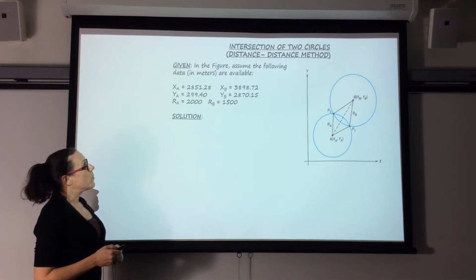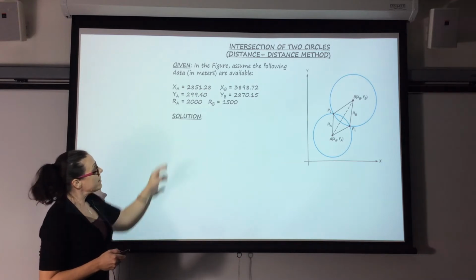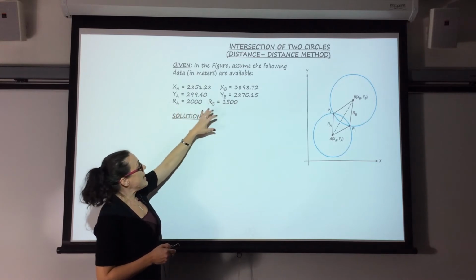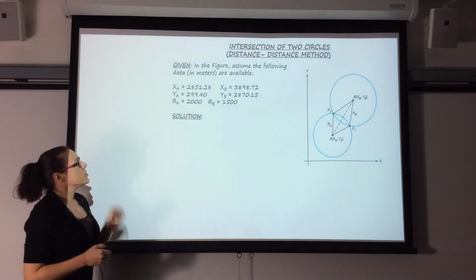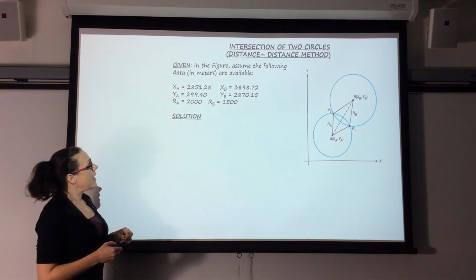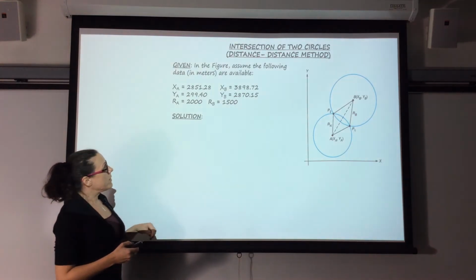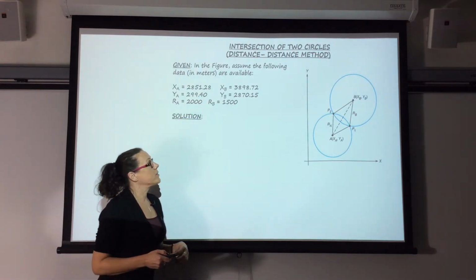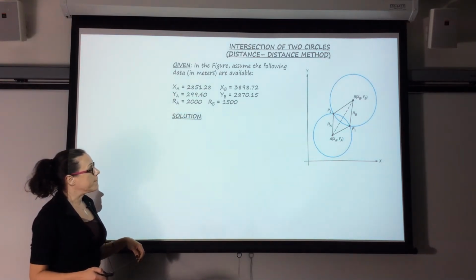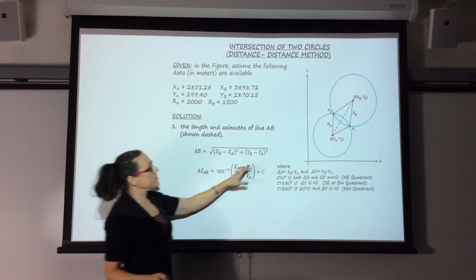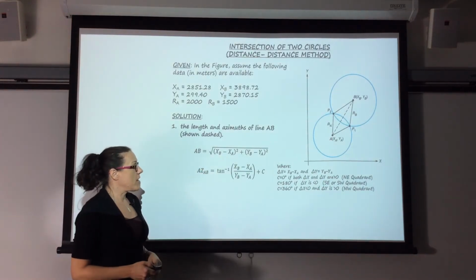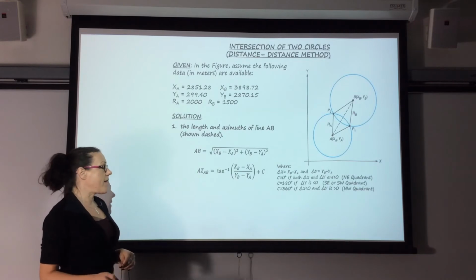So here's an example. We have the x and y coordinates at point A here, and we have the x and y coordinates of point B there. We have radii at A and radii at B. So we've got 2851.28 x of A and 299.4 y sub A, okay? And we have x of B of 3,898.72 and 2,870.15 for the y sub B. Now we want to figure out the length between A and B, so we're going to use the changes of x and the changes of y, and then we'll figure out the azimuth of A to B.